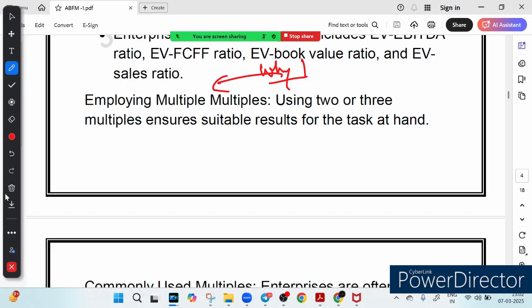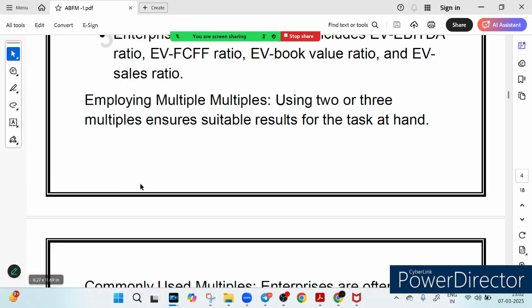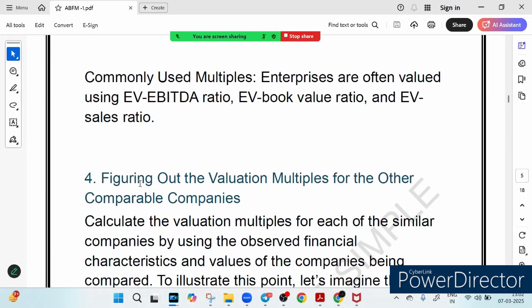Now, what are some of the most commonly used multiples? Let me give you some examples. Commonly used multiples are EV upon EBITDA, EV upon book value, and EV upon sales ratio. These give a well-rounded picture of a company's financial health and market standing. So think of valuation multiples as different lenses to view a company's worth. The key is to pick the right one depending on the situation, right? So in the next slide we will apply this to real-world valuation. You can see us figuring out the various multiples for other comparable companies.